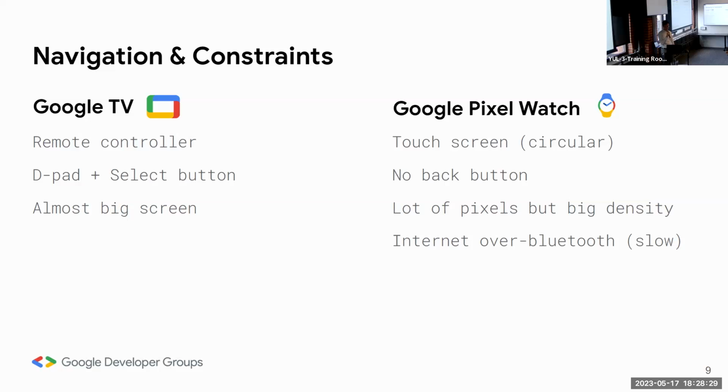For watch, it's small for sure. You don't have a back button, so you have to consider that also. You have a lot of pixels, but the density is very big, so you don't have much space. You have to design something smaller than mobile. And also it's very slow because it's using internet through Bluetooth. But if you have a 4G chip, it will go through 4G, I think. Not sure about that. Never tried.